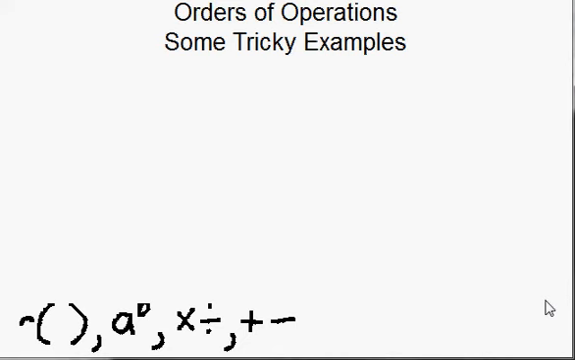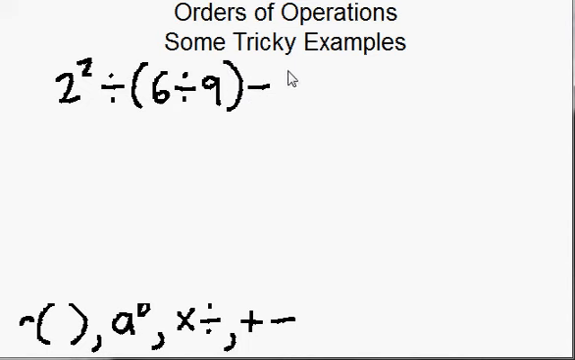Switch my color back to black. Okay. This was probably the hardest one. So we've got 2 squared divided by parentheses 6 divided by 9 minus 5.